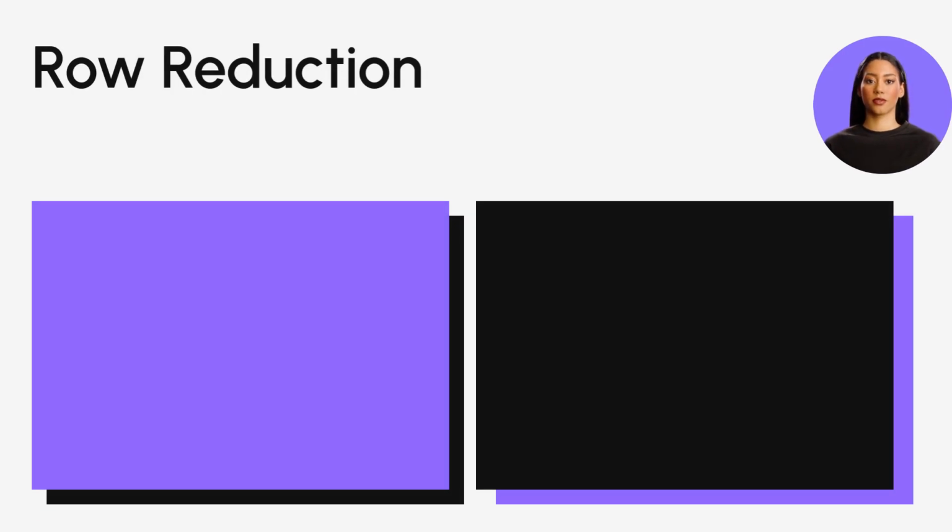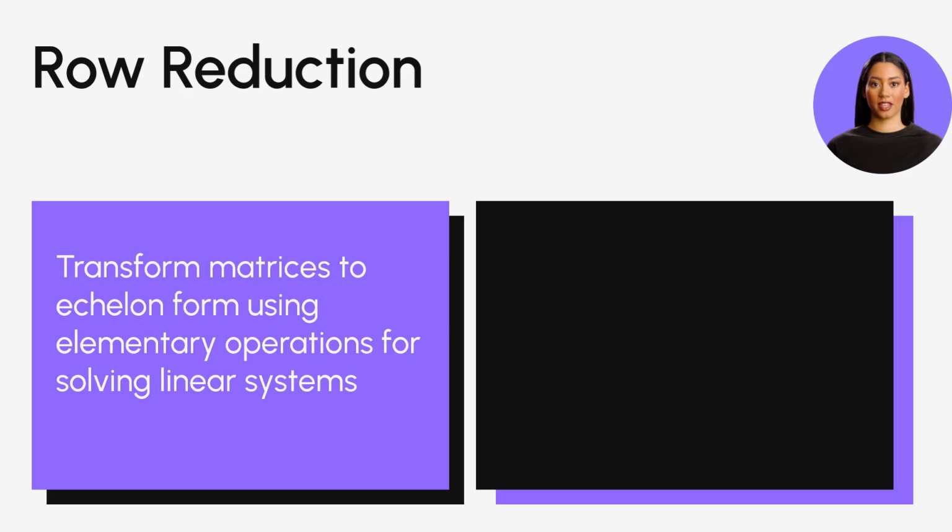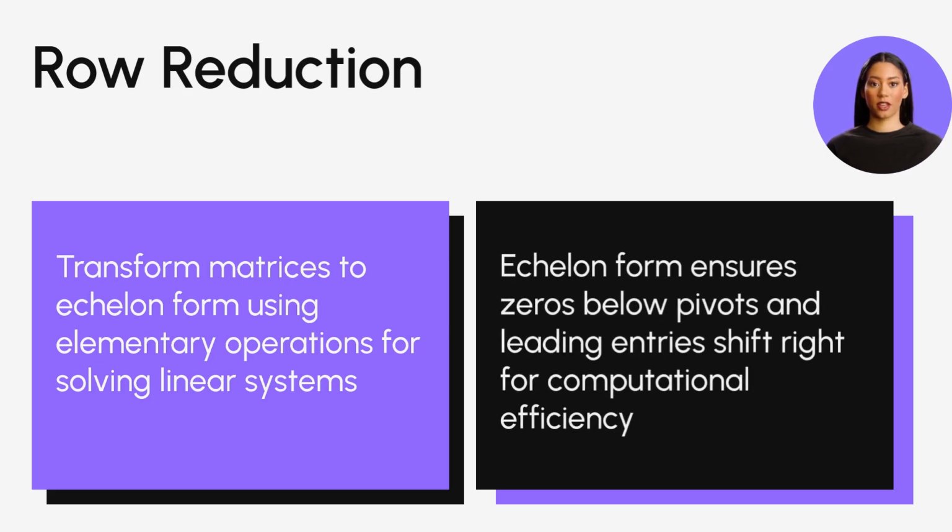Row reduction transforms matrices to echelon form using elementary operations. It's crucial for solving linear systems. Echelon form has leading entries to the right of previous rows. All entries below pivots are zeros. Mastery of this technique is essential for computational efficiency.